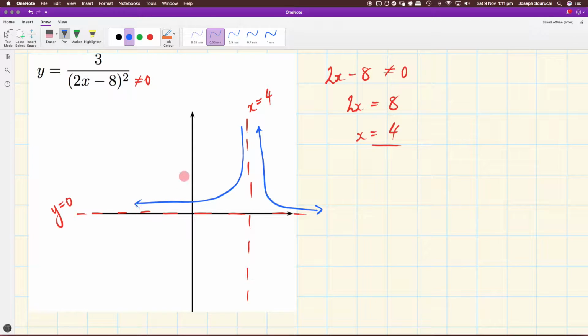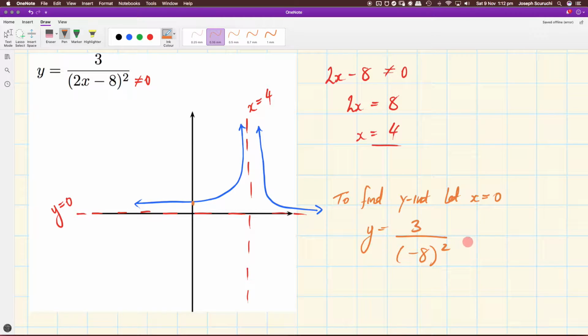And I'm going to have one y-intercept. What will that be? To find y-int, let x equal 0. I'm going to skip some steps again. 3 over, if I was to put 0 there, 2 times 0 is 0. I'm just going to be left with minus 8 squared. So it's going to be 3 on 64. And I'm just going to go 0, 3 on 64. And there it is. Perfect.